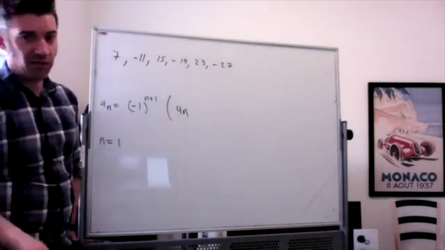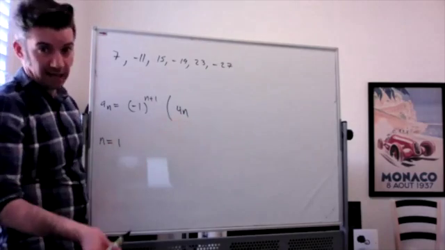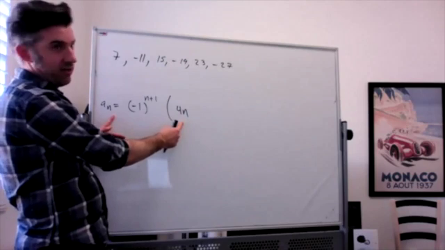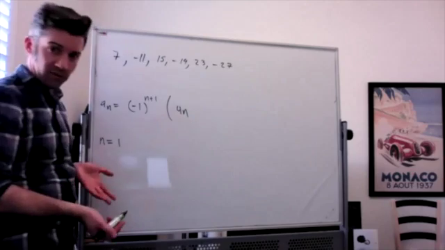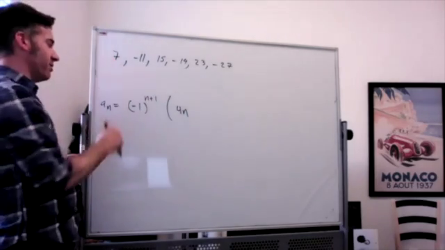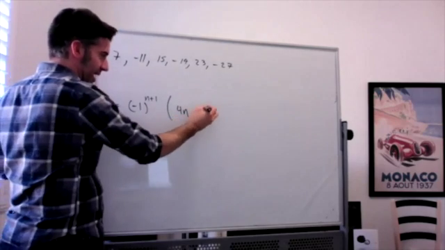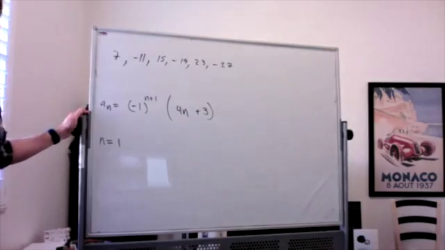Now, if I just left it as 4n, if n is 1, I get 4. If n is 2, I get 8. If n is 3, I get 12. If n is 4, I get 16. But I don't actually want to get 4 for my first term. I want to get 7. So if I plug in 1, I'm going to get 4, and I need to add 3. And now that looks right on.